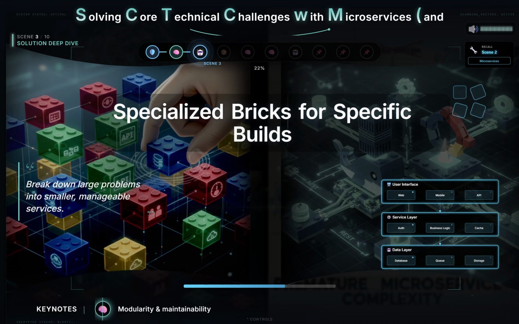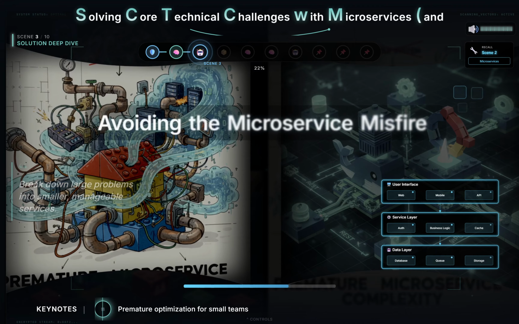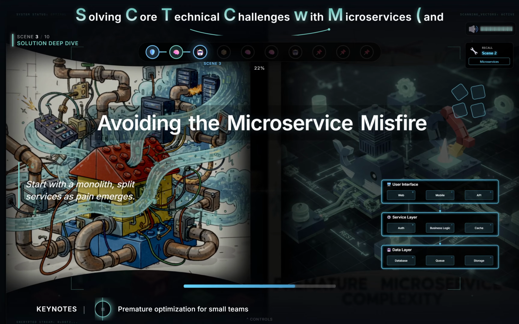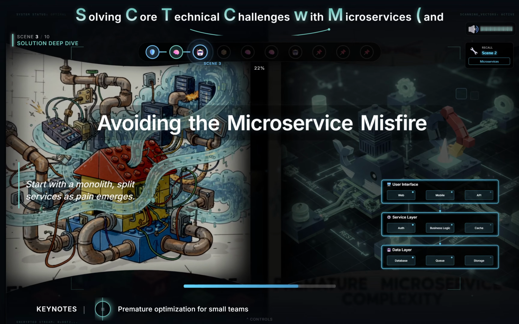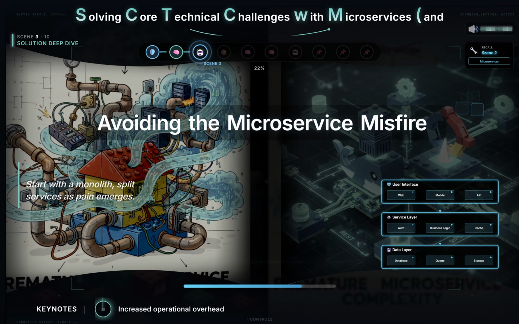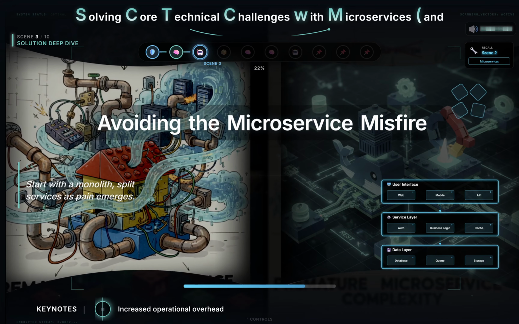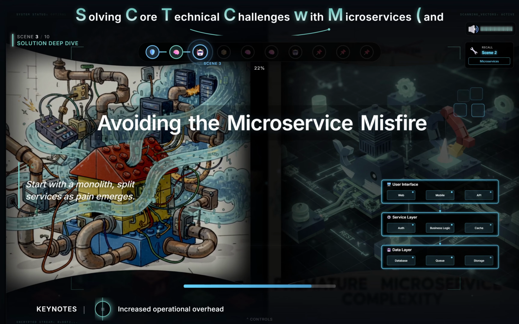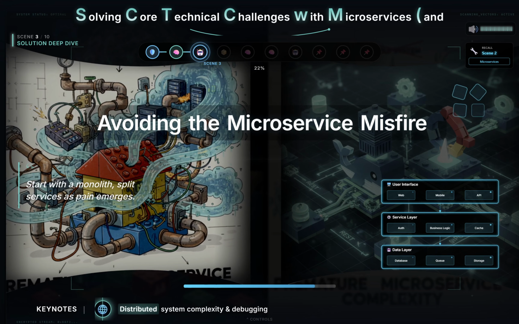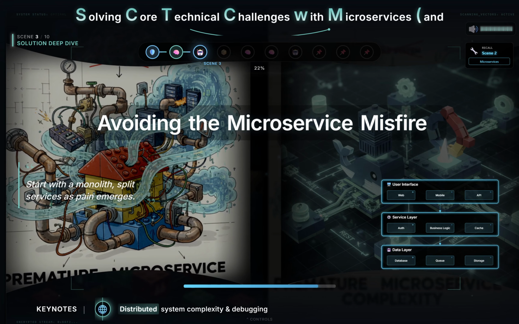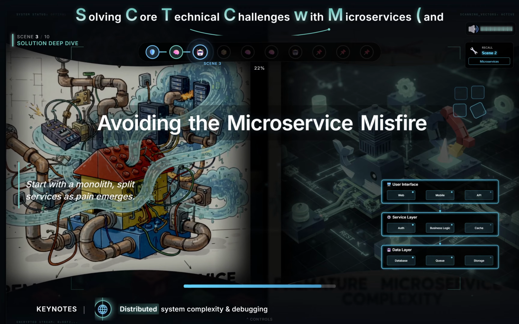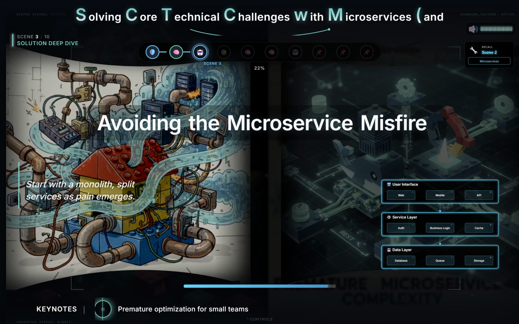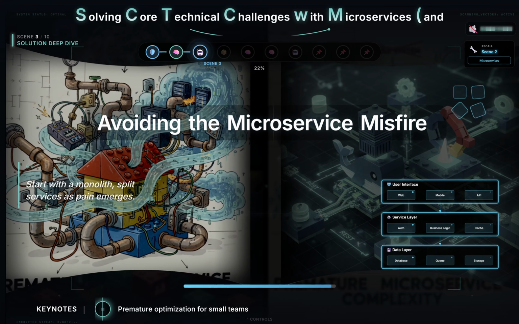However, it's not a silver bullet. Jumping into microservices too early, or for a small team, can be detrimental. The operational overhead, the complexity of distributed systems, and managing data consistency across many services can turn your elegant Lego castle into a logistical nightmare if you don't have the right processes and tools in place. It's about knowing when to choose those specialized bricks, not just having them. So with these core problems and their solutions in mind, what technologies and patterns do we actually use to build these resilient microservice systems? That's what we'll explore next.